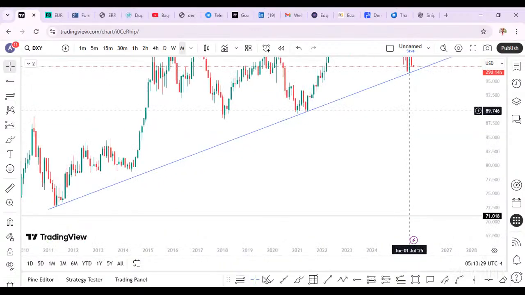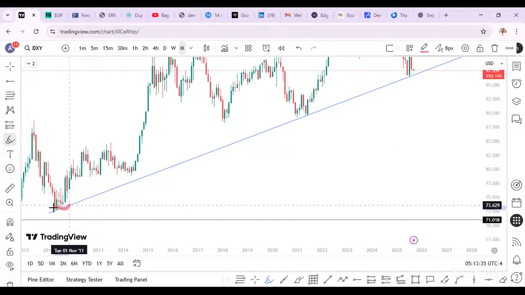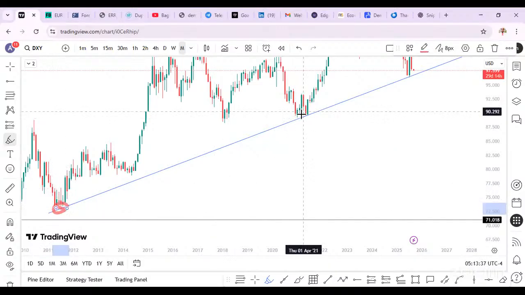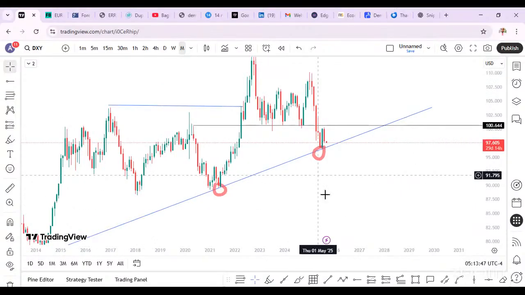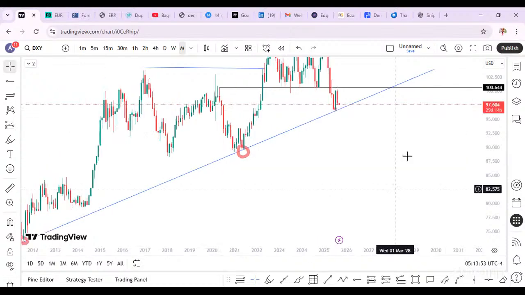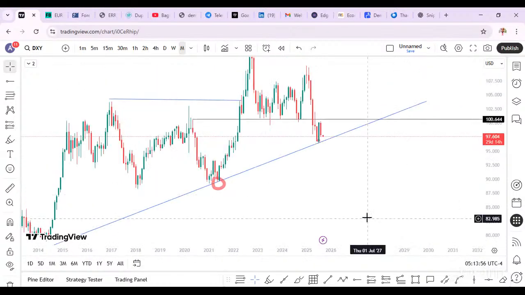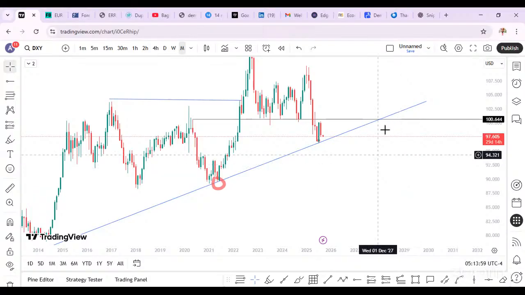This trend line was the 2011 trend line. We see how that touched, and price is now bouncing from that trend line. We cannot override that and say this guy is totally bearish.